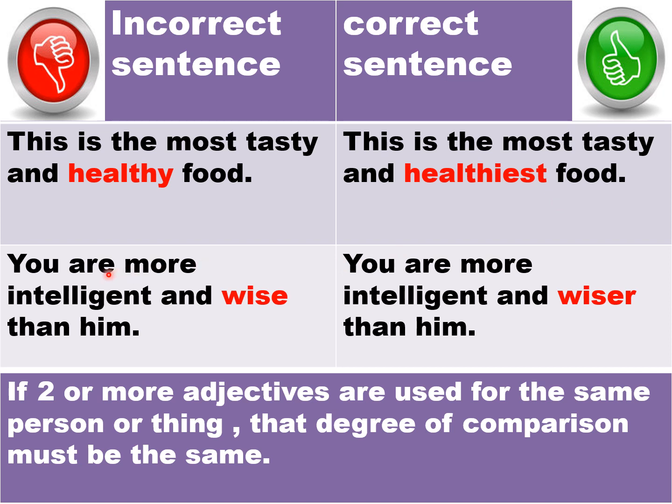See the next example. You are more intelligent and wise than him. Here also we are talking about one person and we are talking about two adjectives. Intelligent and wise. Here more intelligent, comparative degree is used here. Here wise is positive. We must use comparative degree here. You are more intelligent and wiser than him is correct.